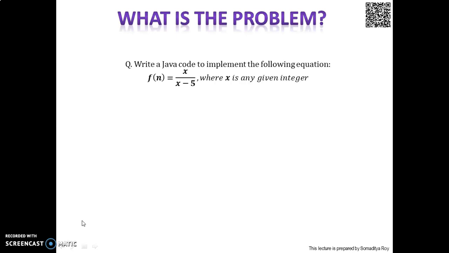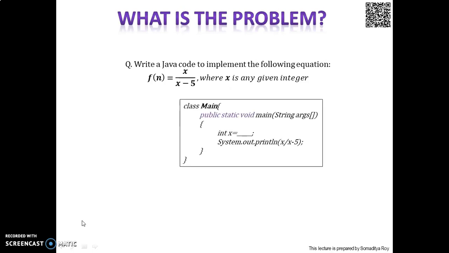To understand that, let us start with a very easy equation, and that equation is x divided by x minus 5, where x is a given integer. So how to write a Java code which will give you the result of that? That is our corresponding Java code, where we can pass any integer value to that x and we will get the output of x divided by x minus 5. So what if we pass 10 to x?